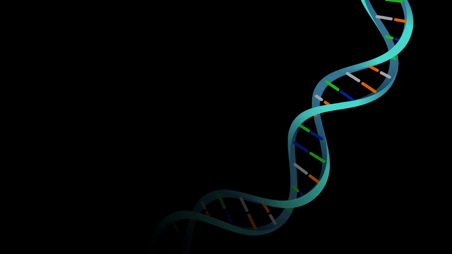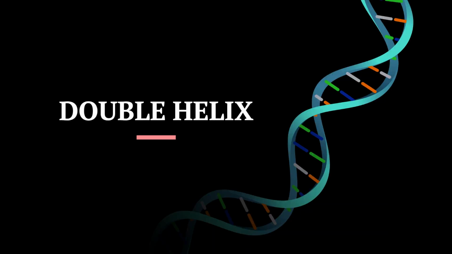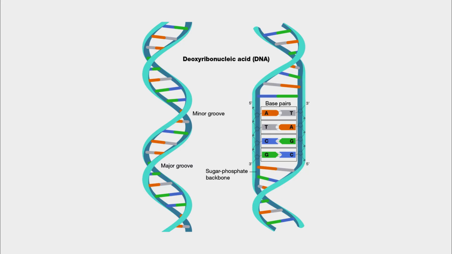The fifth and the last term for today's video is double helix. Double helix, as related to genomics, is a term used to describe the physical structure of DNA. A DNA molecule is made up of two linked strands that wind around each other to resemble a twisted ladder in a helix-like shape. Each strand has a backbone made of alternating sugar, deoxyribose, and phosphate groups.